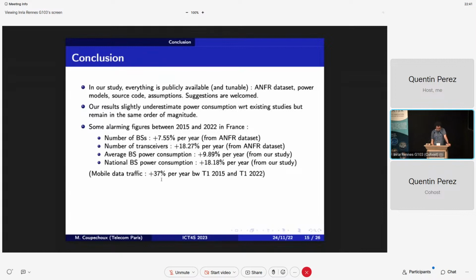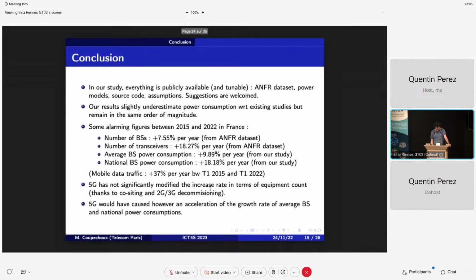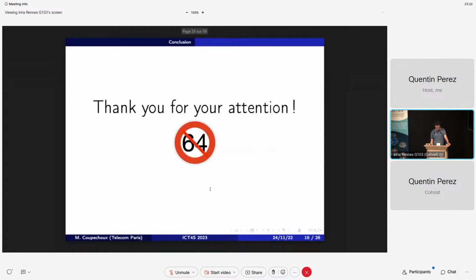In terms of equipment count, this is not from us, this is from the NFR dataset, and probably in terms of power consumption, this is with our assumptions. Keep in mind that the mobile data traffic has increased by 37% between the 2 dates in the meantime. So we see also the increase of energy efficiency. 5G has not significantly modified the increase rate in terms of equipment count, as I explained before, but maybe an acceleration of the growth rate of the total power consumption. Thank you for your attention.